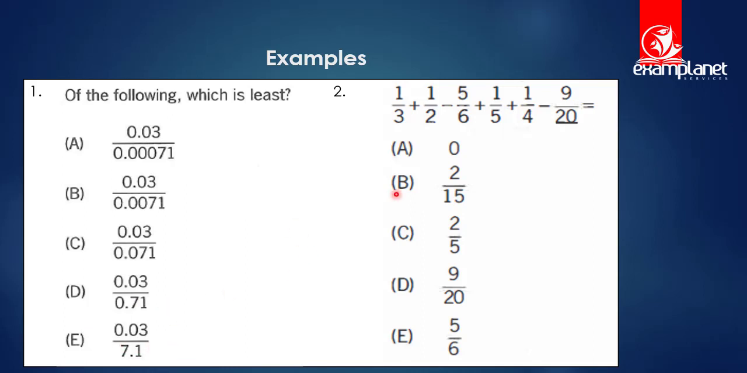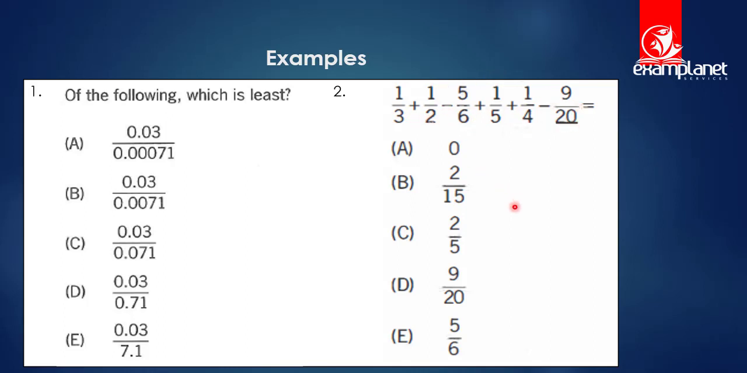Alright, cool. I believe that's cleared. Now let's look at number 2. It says 1 over 3 plus 1 over 2 minus 5 over 6 plus 1 over 5 plus 1 over 4 minus 9 over 20 is equal to what? Okay, now we have additions and subtractions of several fractions here, and you'll be thinking that means you have to find the LCM of 3, 2, 6, 5, 4, 20 and all that. Yeah, you can do that.